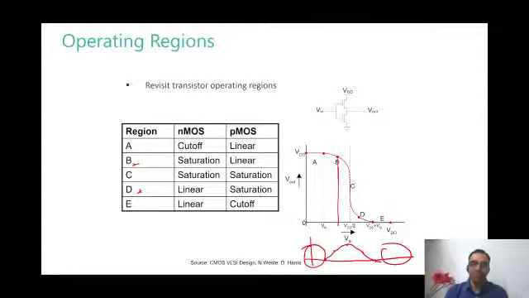Sir, generally we say that the CMOS inverter has zero static power dissipation, only dynamic, but from here I can see that there is some dissipation. Yes, because over here we are talking about using an inverter as an amplifier.